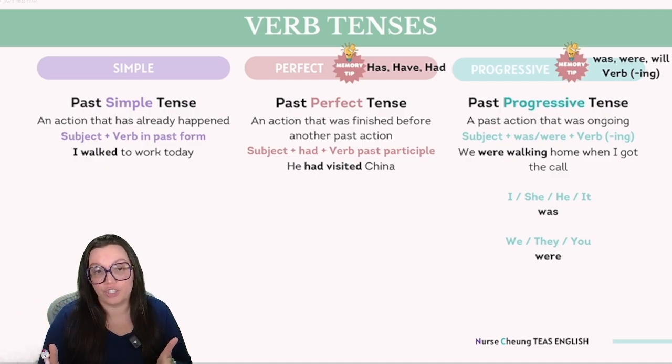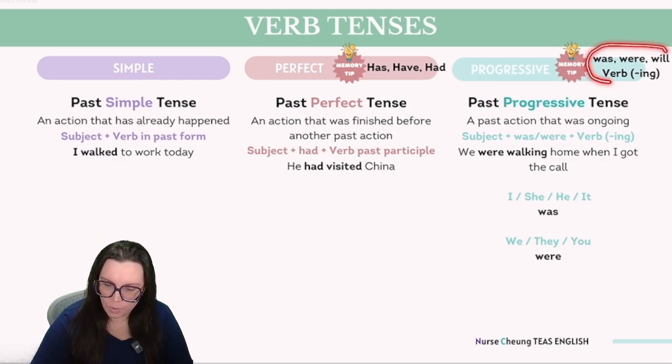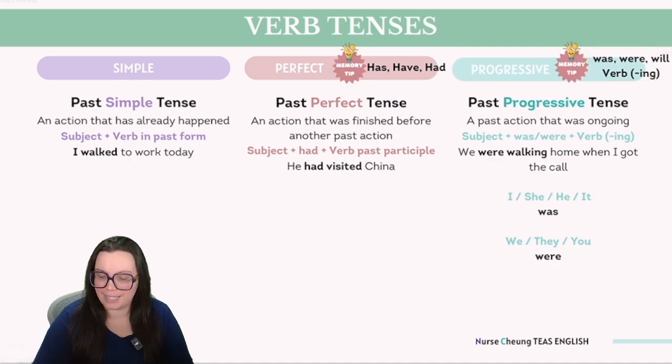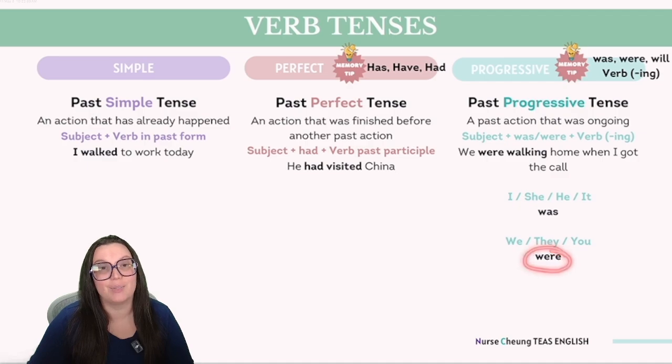Another thing that's important to know is whenever we have progressive past tenses, you are going to see the words was, were, and will plus the verb and ing. There are certain instances when we would use was, were, and will. So if the subject is I, she, he, or it, we use the progressive tense was. If the subject is we, they, and you, we use the progressive tense were.